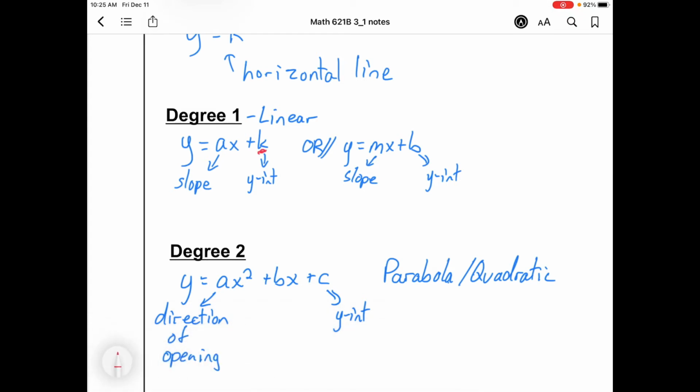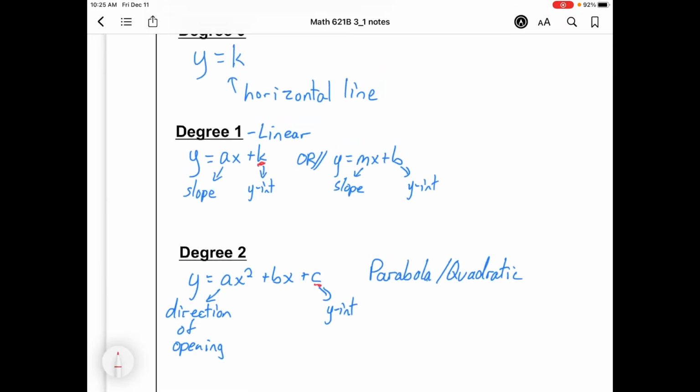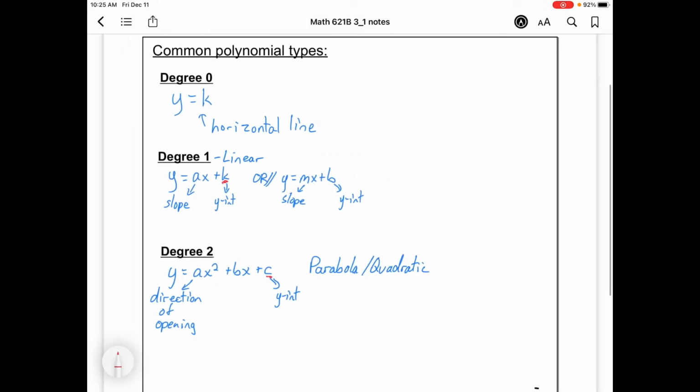The number at the end here seems to always be the y-intercept. From our investigation the other day, the leading coefficient, this a that's up front, seemed to determine the end behavior, whether it went from up to down or down to up. And the degree determined kind of the overall shape. So these are all the polynomials that we have dealt with so far. We want to generalize and come up with rules that are going to work for all polynomials, degree 3, degree 4, degree 5, degree a million, whatever.